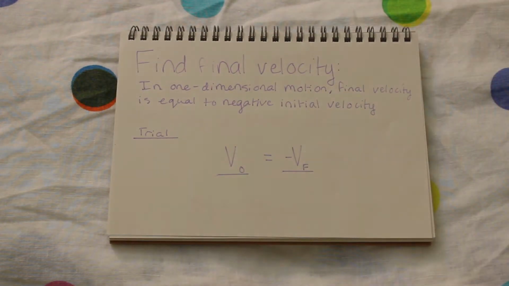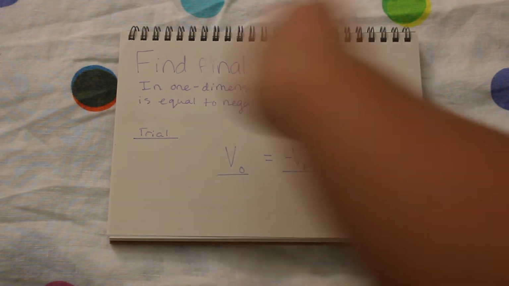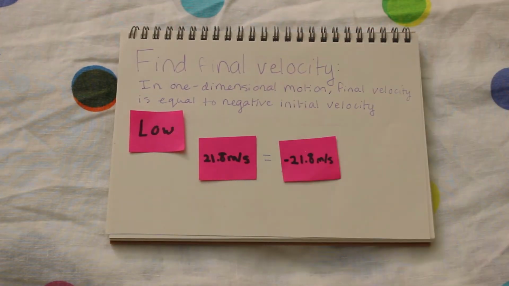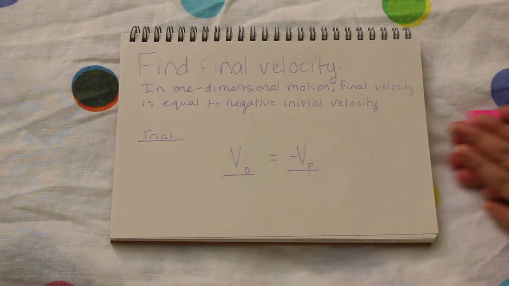Now we're going to find the final velocity. In one-dimensional motion, final velocity is equal to the negative initial velocity. This means that they share the same magnitude but different direction. For the low trial, since the velocity was 21.8 meters per second, the final velocity with the negative in front of it would be negative 21.8 meters per second.